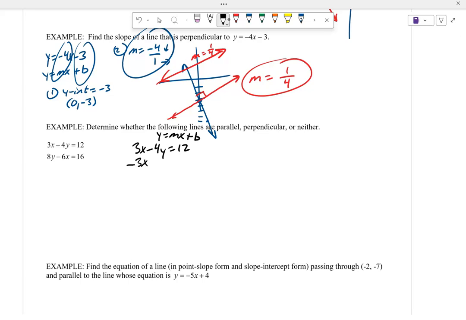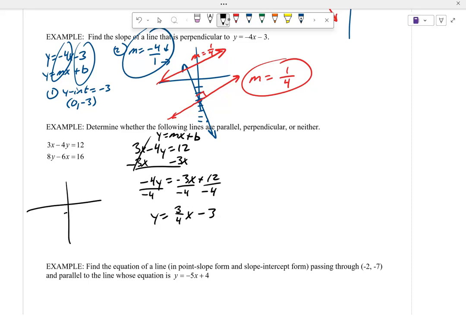and see what our slope is. Let's take that 3x over to the other side. So I get -4y is -3x plus 12. Then let's divide everybody by that -4. So we've got 3/4 x minus 3. If we're drawing this picture, I have a slope of 3/4, and I go up 3, right 4. That would be our line there, 3/4 x minus 3. Let's go ahead and do the next one.